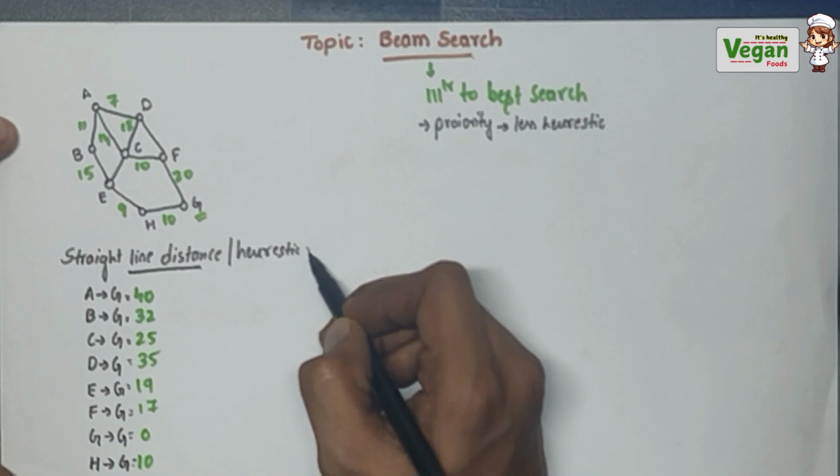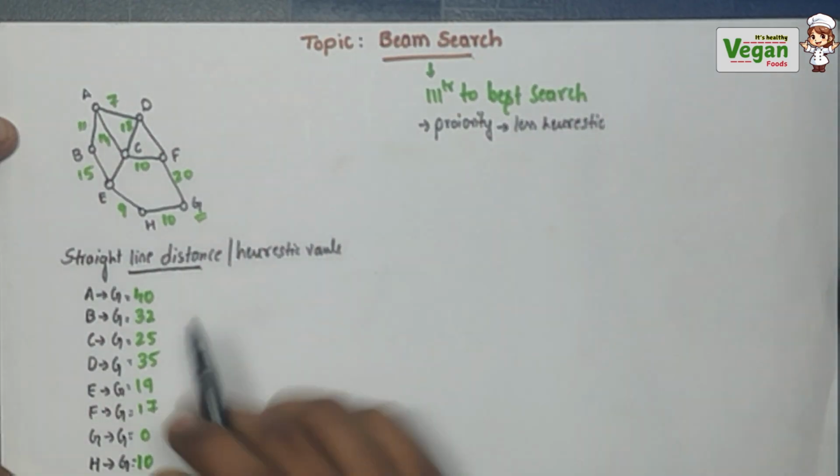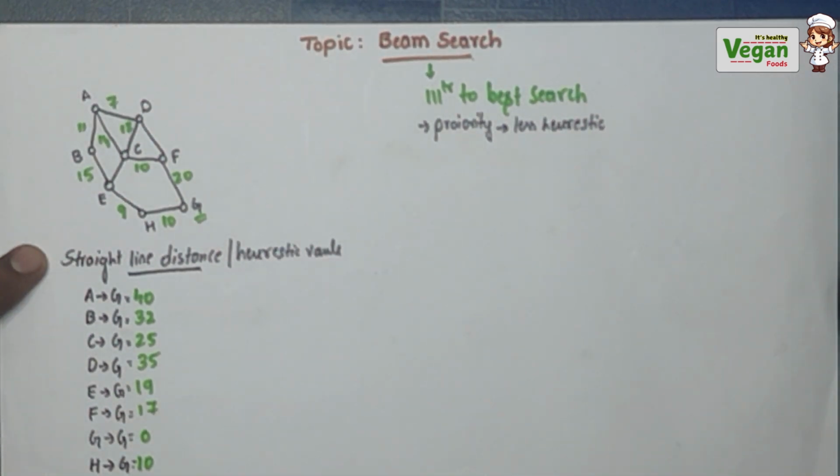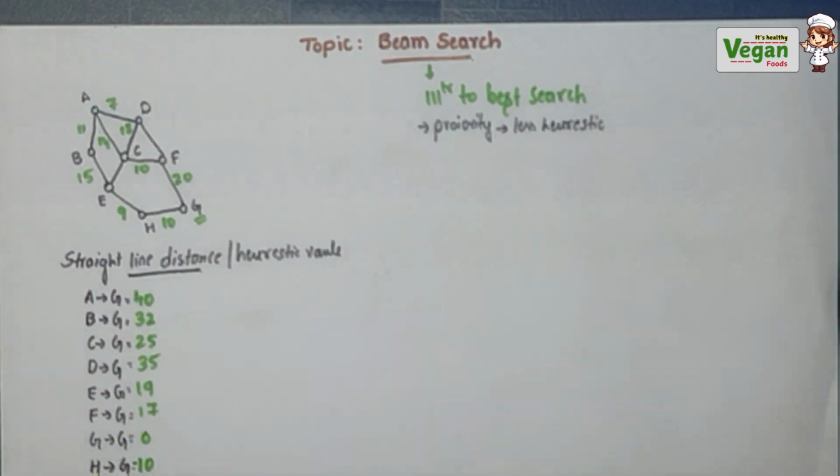In the last video, I said we would discuss where this heuristic value comes from. We don't need to know about that, because the examiner will give the straight line distance or heuristic values and the graph in the exam itself.